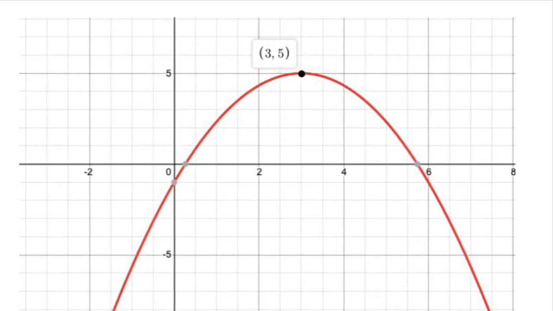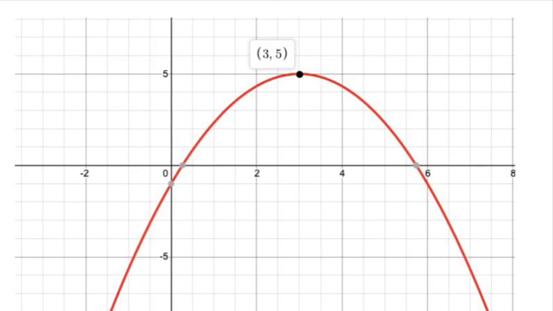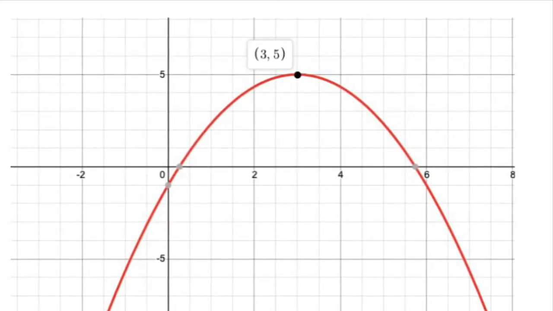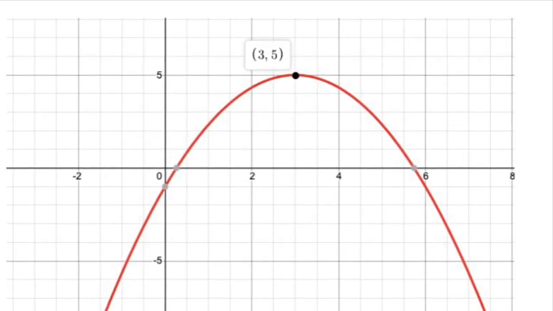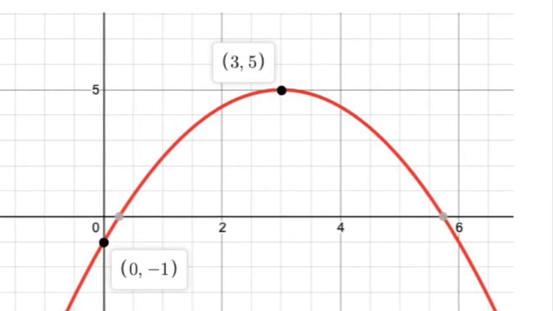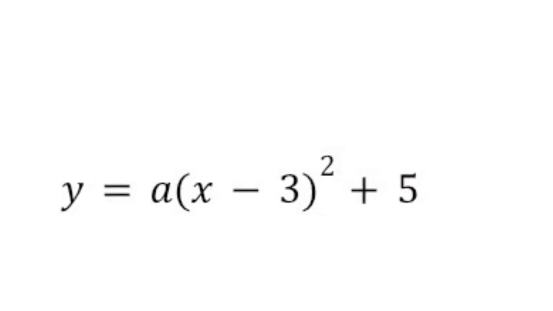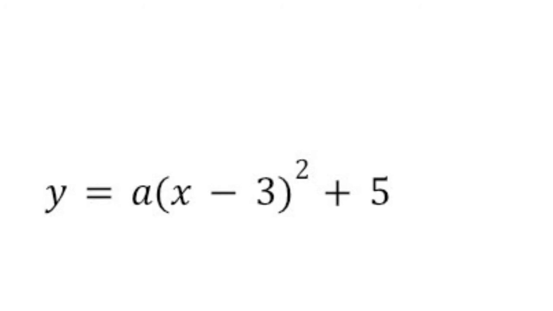I also know that since this quadratic is opening down, the number at the front of that bracket needs to be negative. So now we're going to do a bit of algebra to figure out what that negative number is going to be. Let's notice one more thing about this curve. It looks like it goes through the point 0, negative 1. So we can add that to the equation. We know the equation is already this. We just need to find the a.